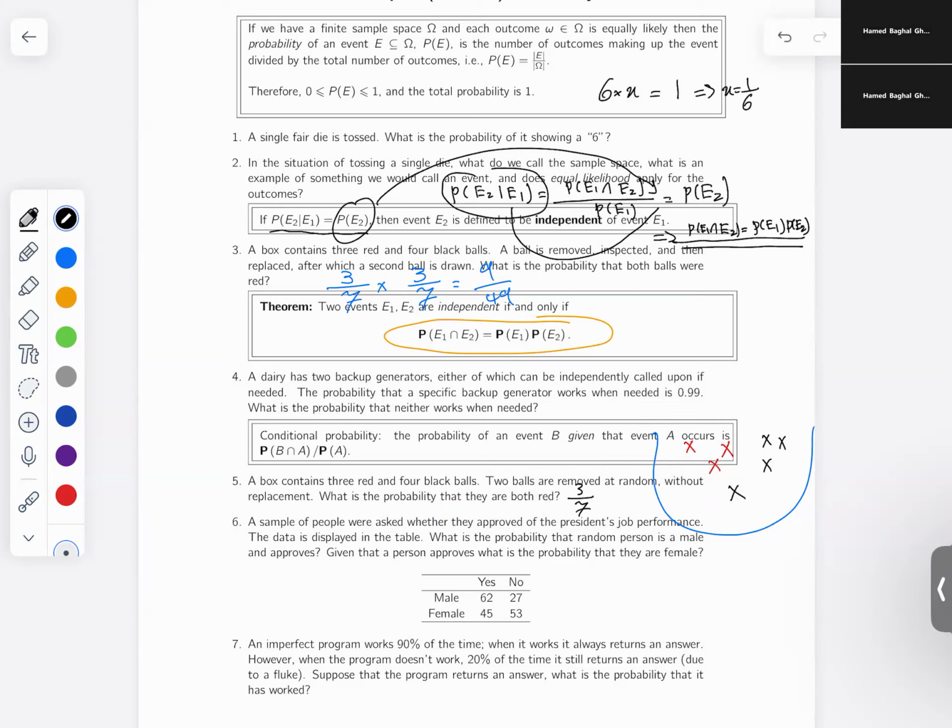Okay. One of the red gone. Okay. What's the probability of the second one? Yeah, 2/6. So yeah, the answer is this. Probability of 6. Question 6.